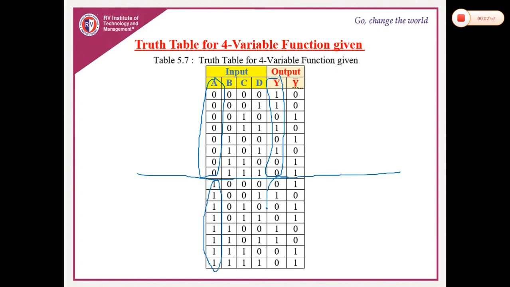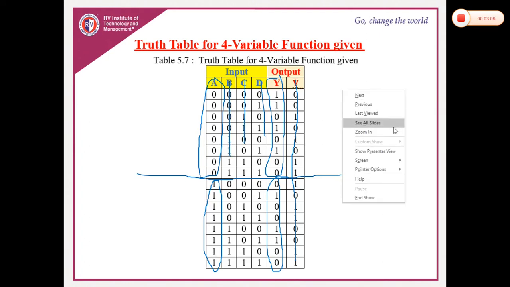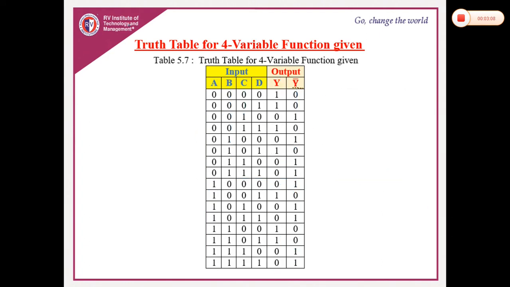Again, I am repeating, I am not concentrating on this Y bar, nor on B, C, D. So whenever the A input is 0, and whenever the A input is 1, what is the expected output you are getting? You should concentrate. Y is this one, Y bar is this one. I'll just concentrate on these two things and write the expression for this.